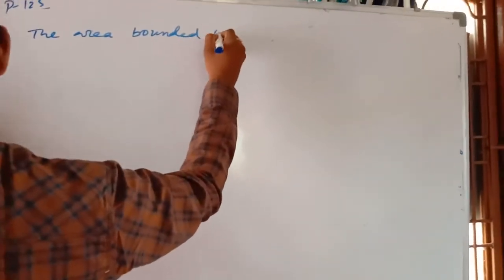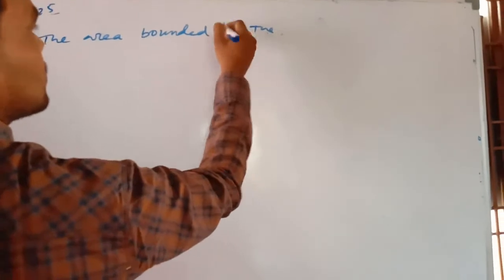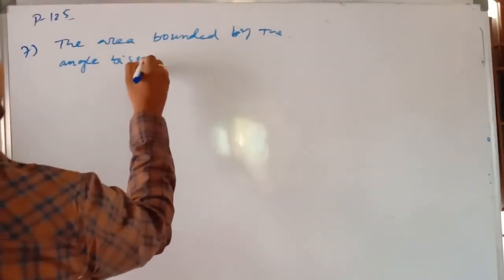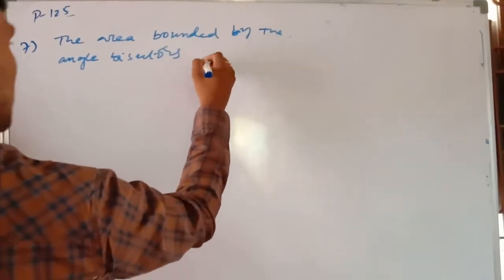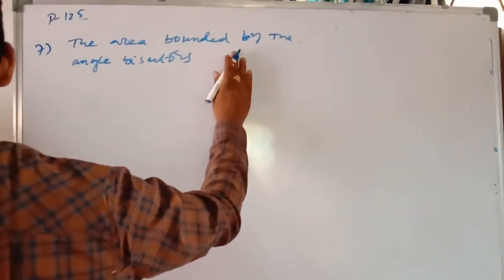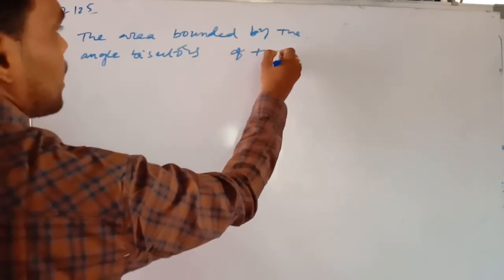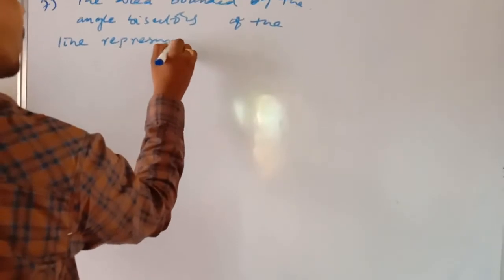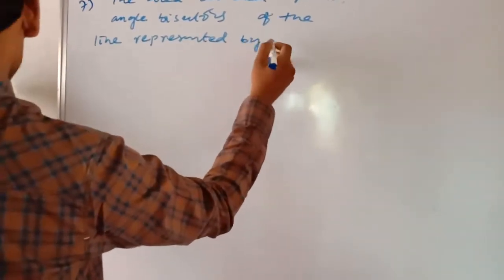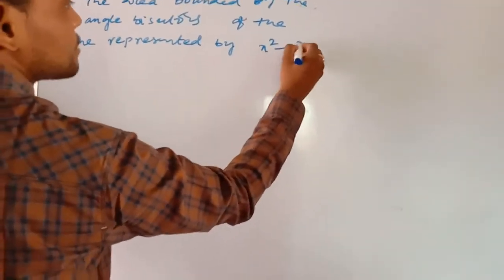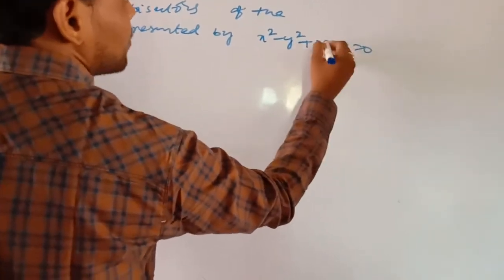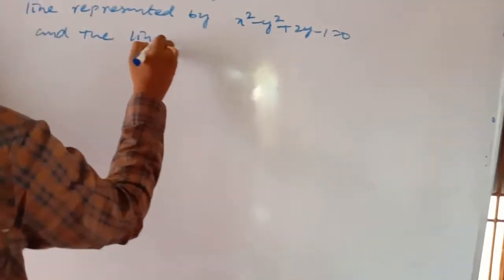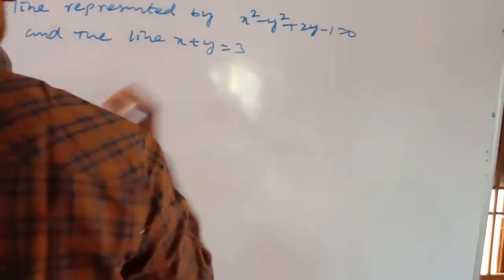The triangle bounded by the angle bisectors of the lines represented by x square minus y square plus 2y minus 1 is equal to 0, and the line x plus y is equal to 3.